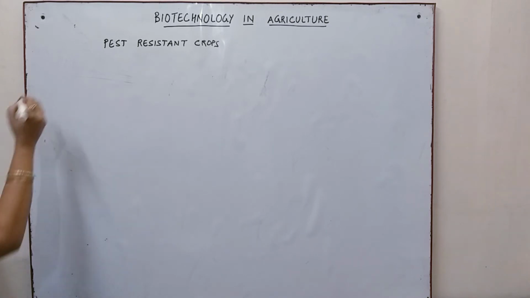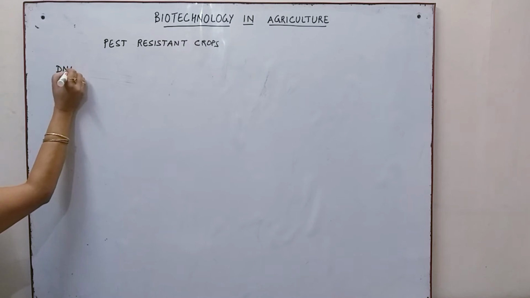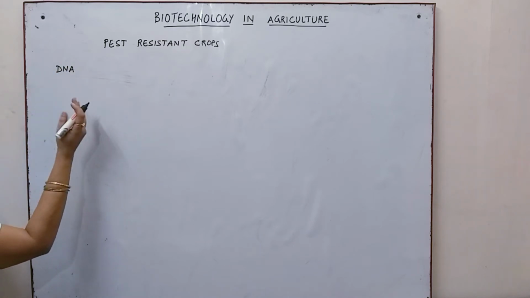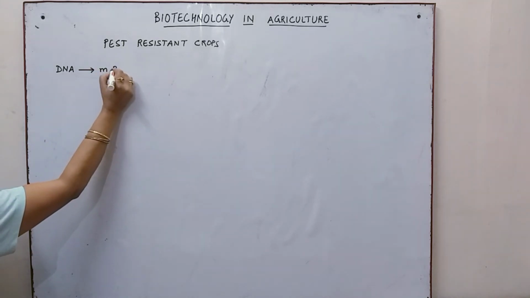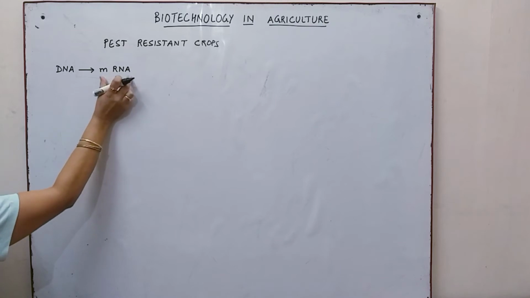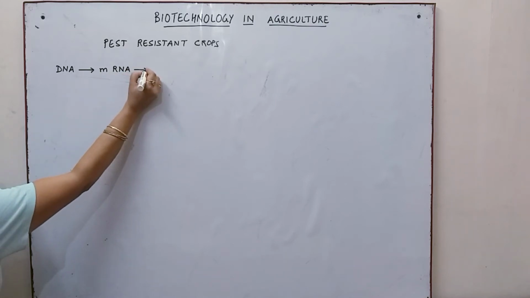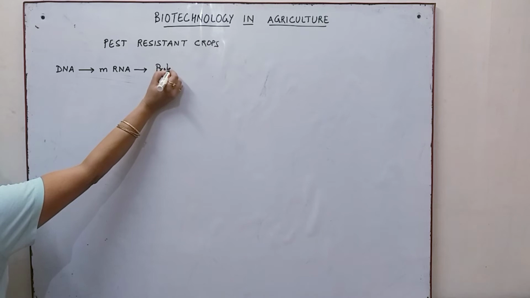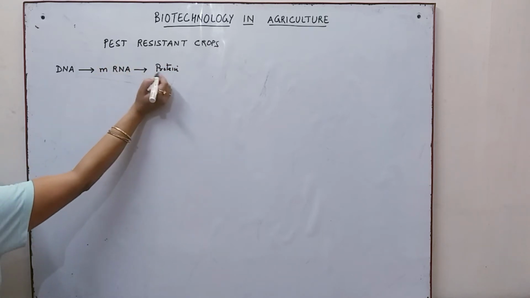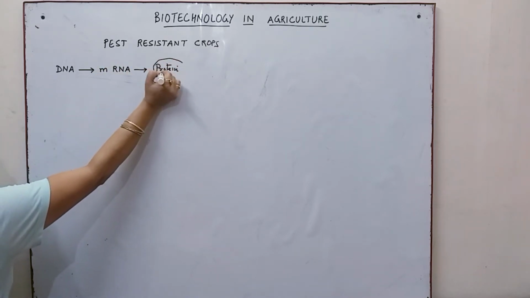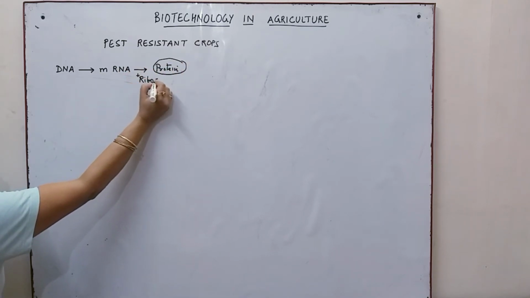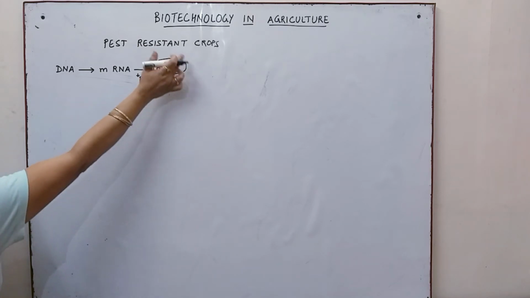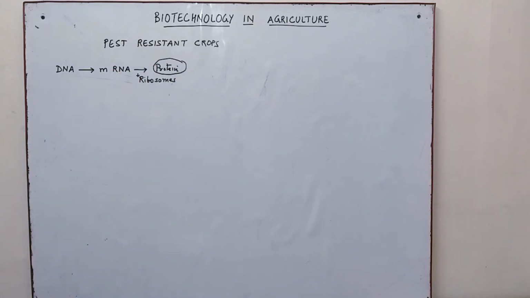We all know that DNA codes, or during the process of transcription, it forms mRNA. And this mRNA is actually a code to synthesize a particular kind of protein. This is a specific sequence, and this specific sequence leads to the production of the protein through the ribosomes. This is the normal mechanism, and it is this protein that actually helps in various kinds of activities of the organism.